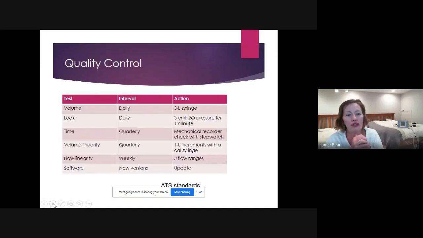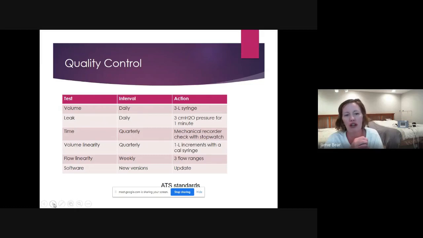And then quality control. ATS standards shows here, looking at volume, leak, time, what you might look for as far as QCing your spirometry and your pulmonary function machine. Volume and leak should both be done daily. And then time and volume linearity will be quarterly, flow linearity weekly, and software, anytime a new version comes out, it needs to be updated.